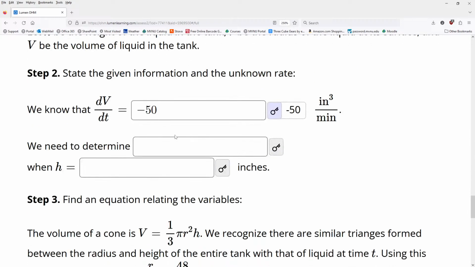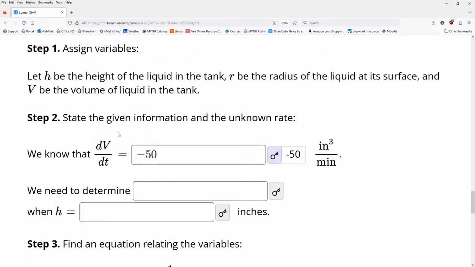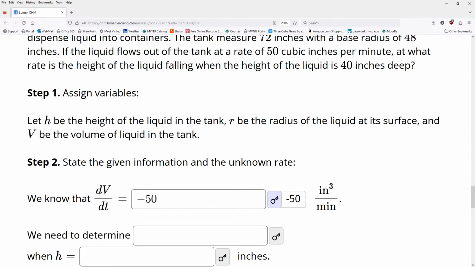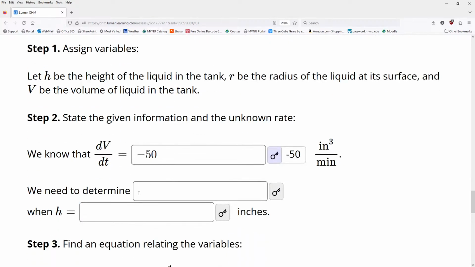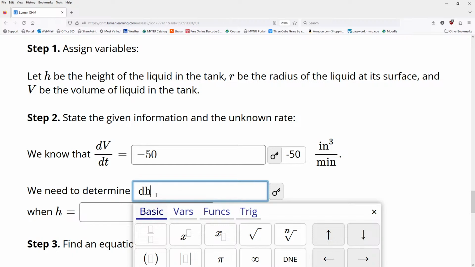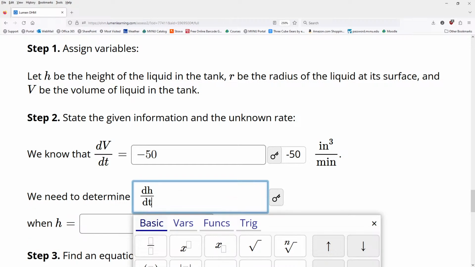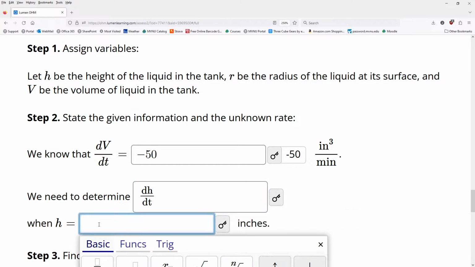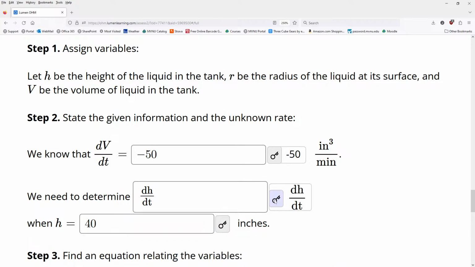Okay, we need to determine what it is that they're asking for here. What is the rate the height of the liquid is falling when the height of the liquid is... okay, so we want to know dH over dt. That's the thing we're looking for when the height is 40, or whatever number you have. It's a little annoying that you have to fill in the blanks here.